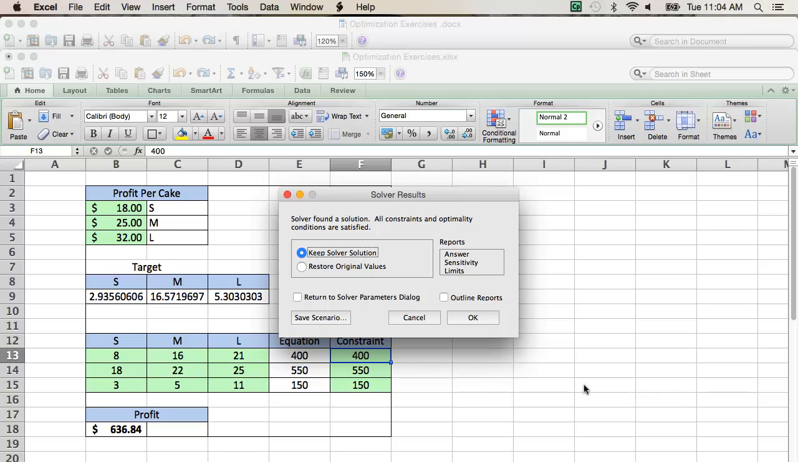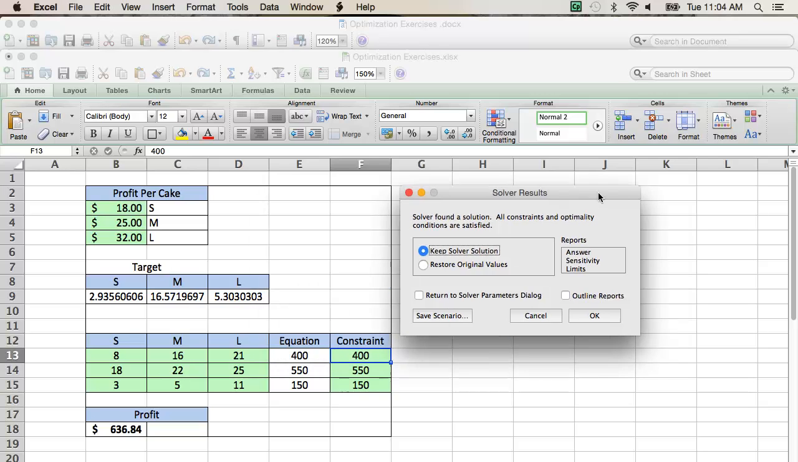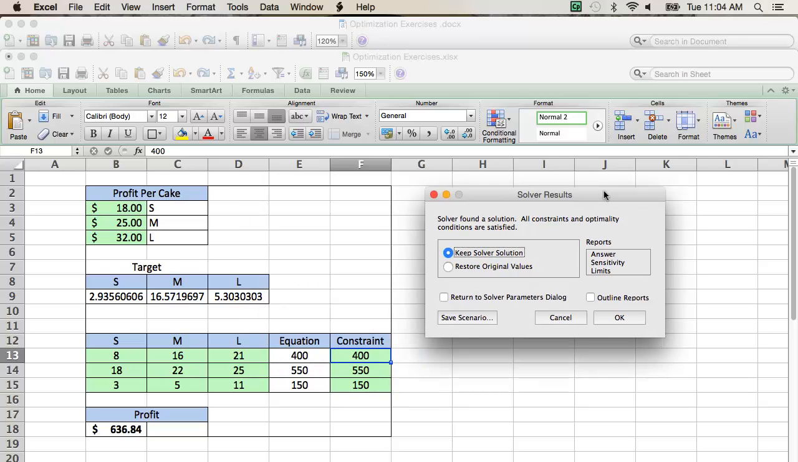Solver is going to find a solution subject to our constraints, and so you can see that Solver used 100% of the available resources. But it was only able to do that by giving us non-integer answers. But we're not going to make 0.3935 small cakes or 0.57 mediums.